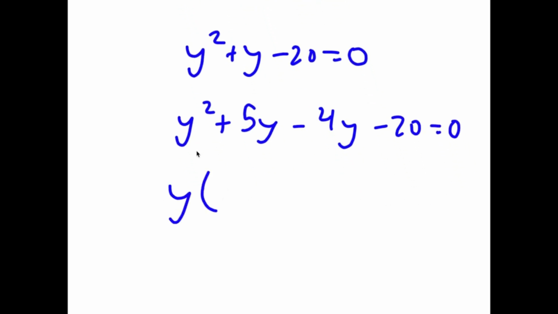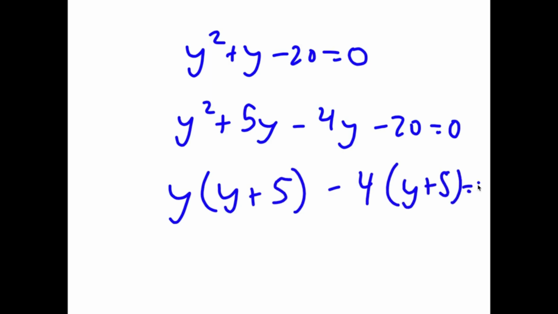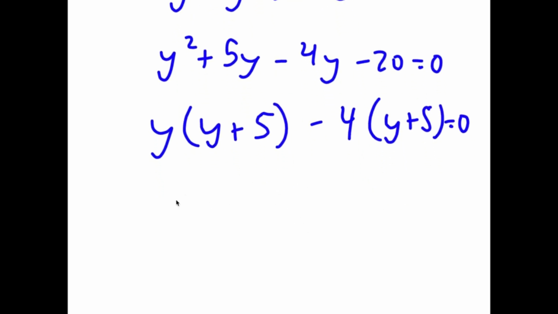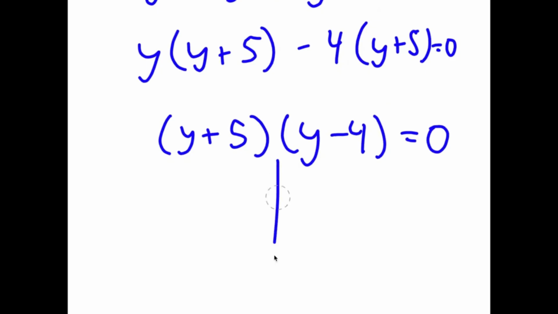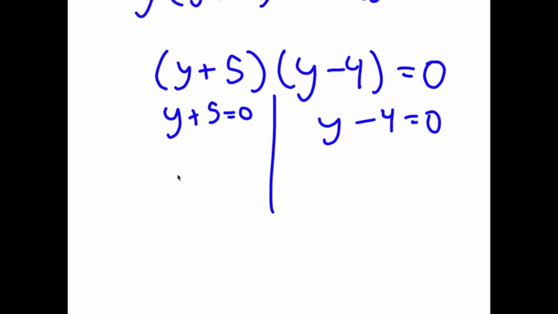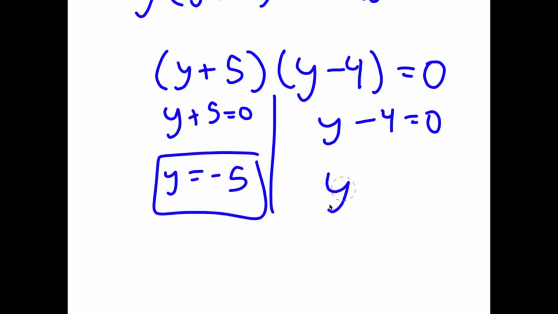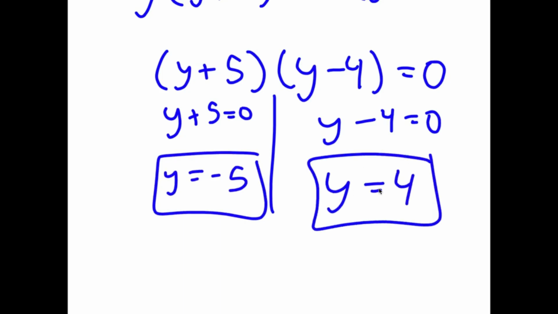Now if I factor out y from y squared plus 5y, I get y times (y plus 5). And if I factor out negative 4, I get negative 4 times (y plus 5) is equal to 0. So now I have (y plus 5) times (y minus 4) equal to 0. So now this gives me two equations. I have y plus 5 equals 0, and I have y minus 4 is equal to 0. So y plus 5 I can turn into y equals negative 5, and y minus 4 I can turn into y equals 4.